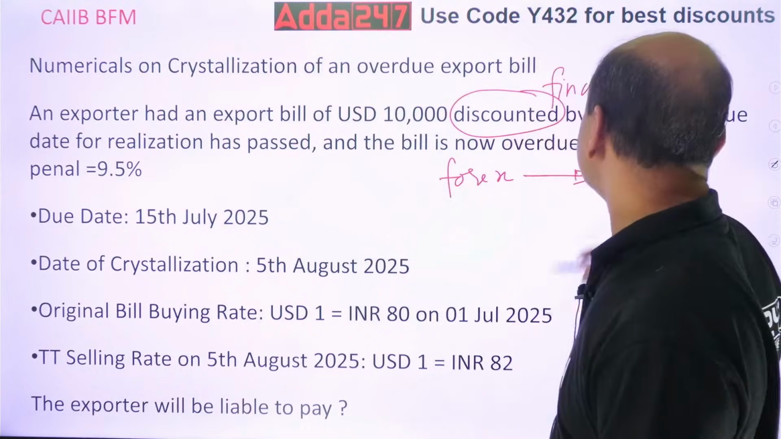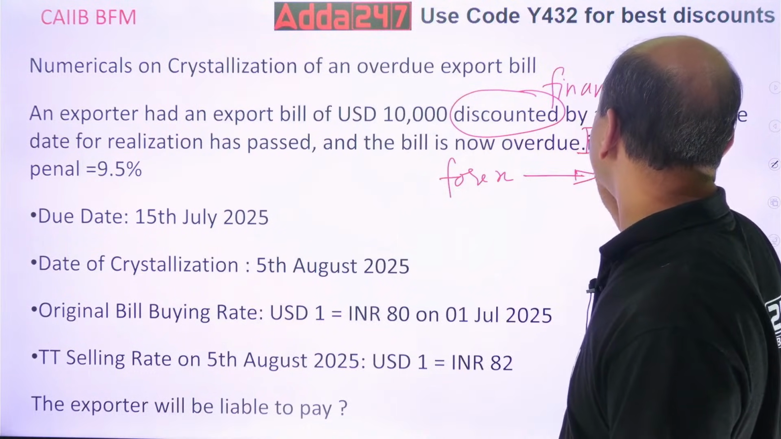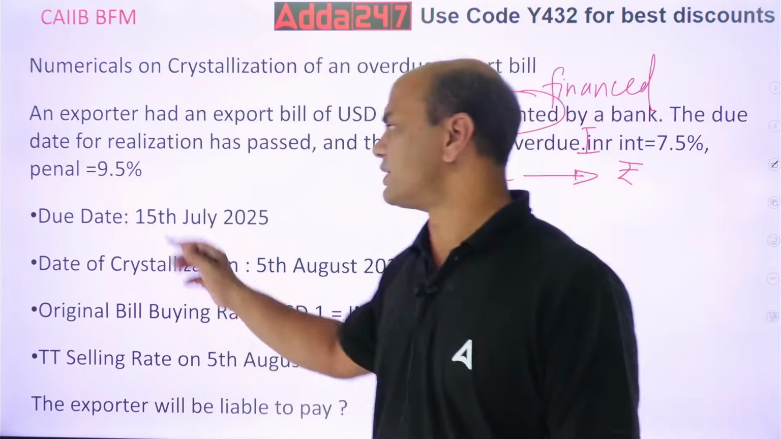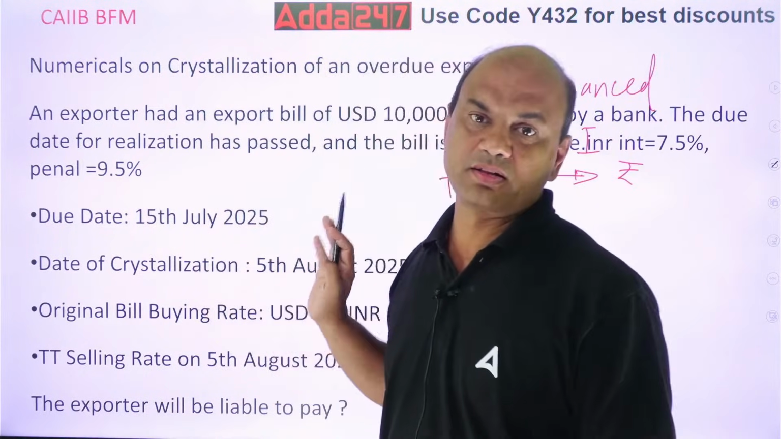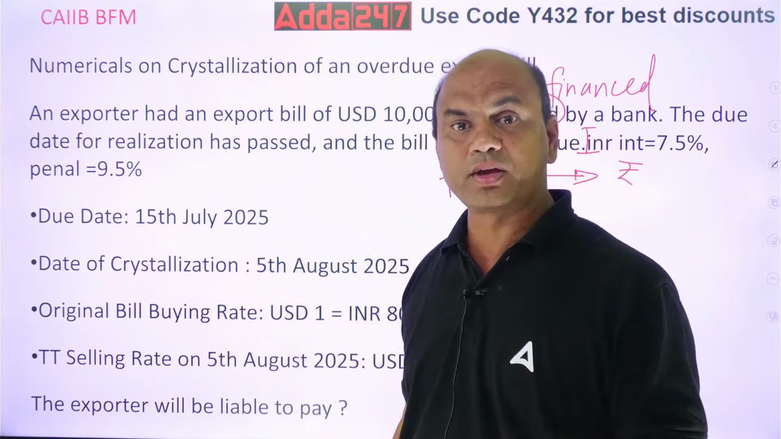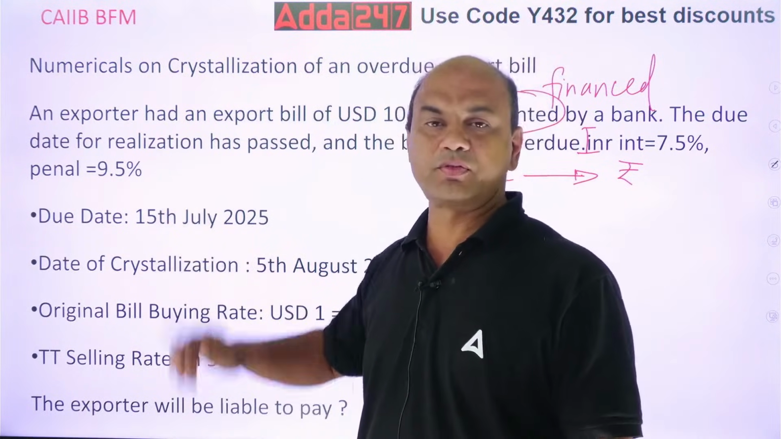Now what is given? INR interest rate is given as 7.5%. Penal interest rate is 9.5%. This is the rate of interest. For the rupee loan it is 7.5, and for this penal interest it is 9.5%.